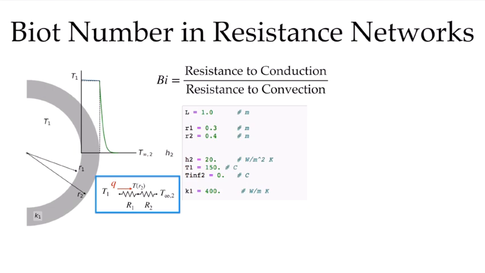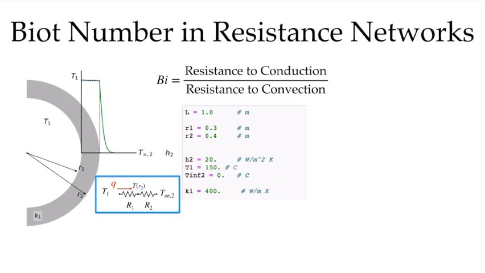Let's think about this in a resistance network. Let's take the example of heat transfer through a pipe wall. We have a heated fluid inside of a pipe, and we're losing heat to the environment at a temperature T infinity 2 with a convection coefficient. This can be described by two resistances, R1, the conduction resistance through the pipe wall, and a convection resistance from the surface of the pipe to the ambient.